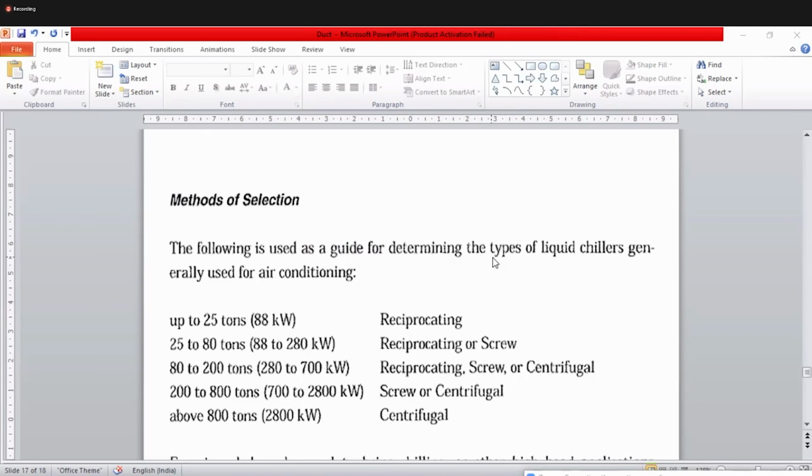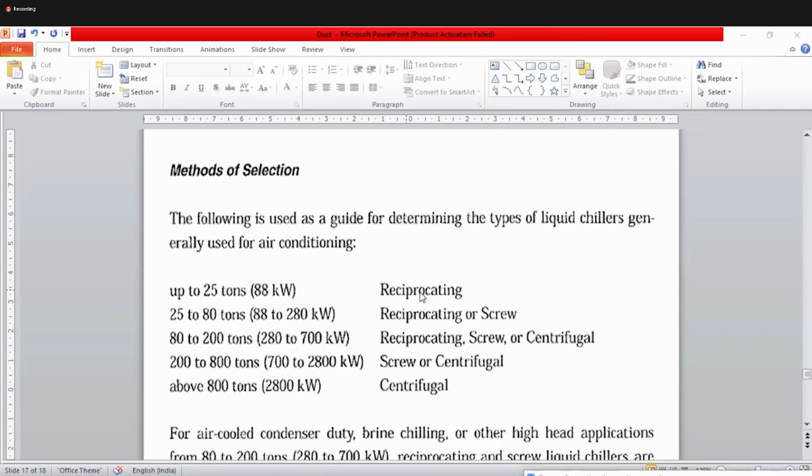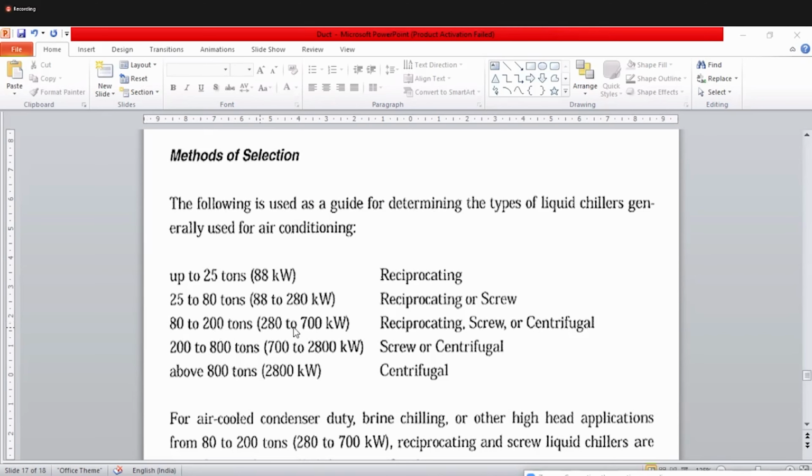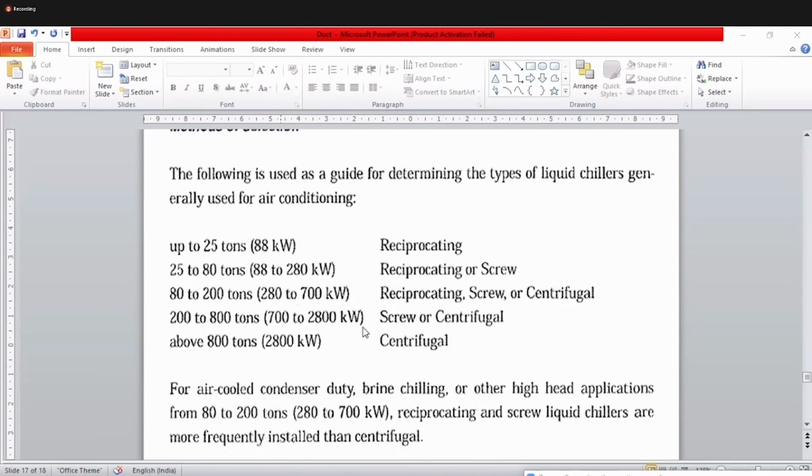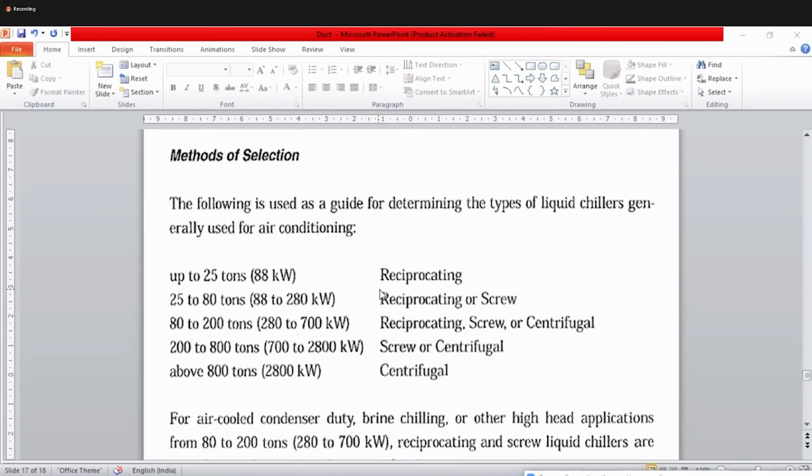So the mode of selection, how we are going to select. Up to 25 tons we can go with the reciprocating compressor. 25 to 80 tons we can go with reciprocating or screw compressor. 80 to 200 tons we can go with reciprocating, screw or centrifugal, and 200 to 800 tons we can go with screw or centrifugal, and above 800 tons we have to select centrifugal. So this is as per the ASHRAE standards for the selection of a compressor, chiller selection as per the tonnage.